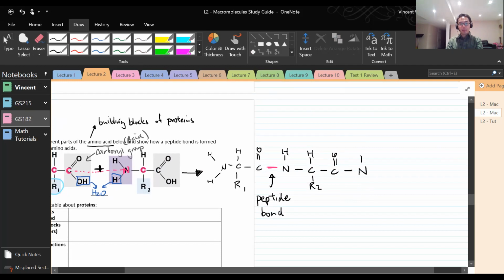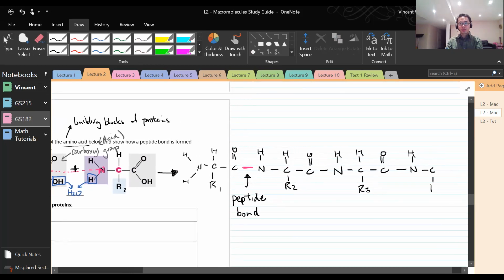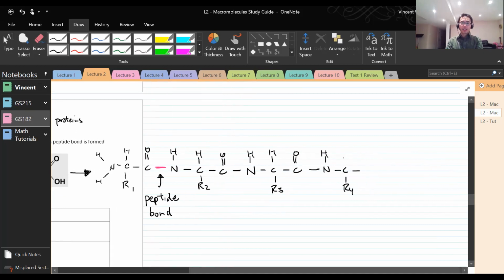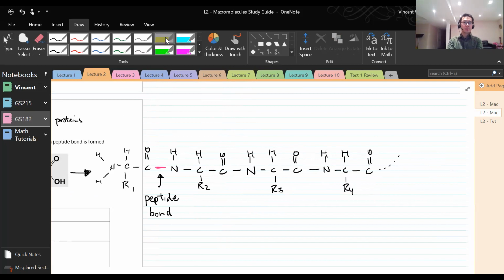And then we'll connect to the amino group of the third amino acid. And then it will connect to the amino group of the fourth amino acid, and so on and so forth. And you would have hundreds and hundreds of these things connected together, right? And then so on and so forth.